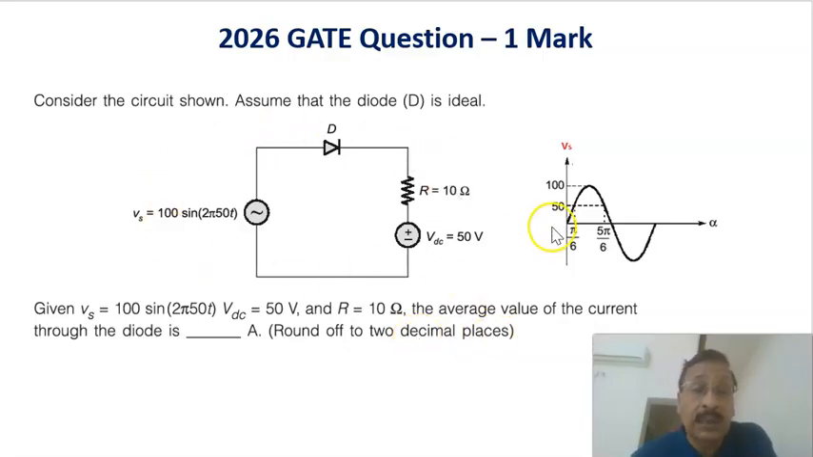Here you can see the input voltage is given as 100 sine 2 pi into 50 into t, over 0 to pi, pi to 2 pi. And the DC voltage is 50 volts, the DC battery voltage applied here. This diode gets forward biased only when the input voltage is more than this 50 volts. Then only the diode starts conducting. Now let us see the current flowing through the diode.